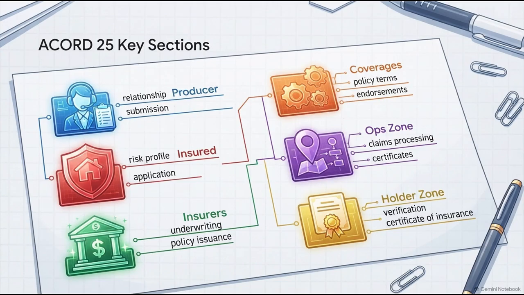Then the center grid. This is the heart of the document detailing your coverages, like commercial general liability, auto liability, and workers' comp, along with their specific financial limits. Down at the bottom, there's the description of operations. That acts as a free-form text box for specific project details or special endorsements. And finally, the certificate holder in the bottom left identifies the client or entity requesting proof of your coverage.